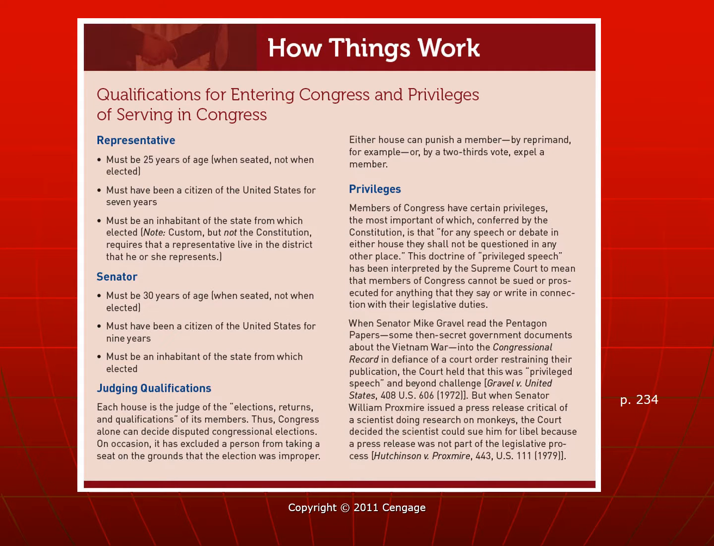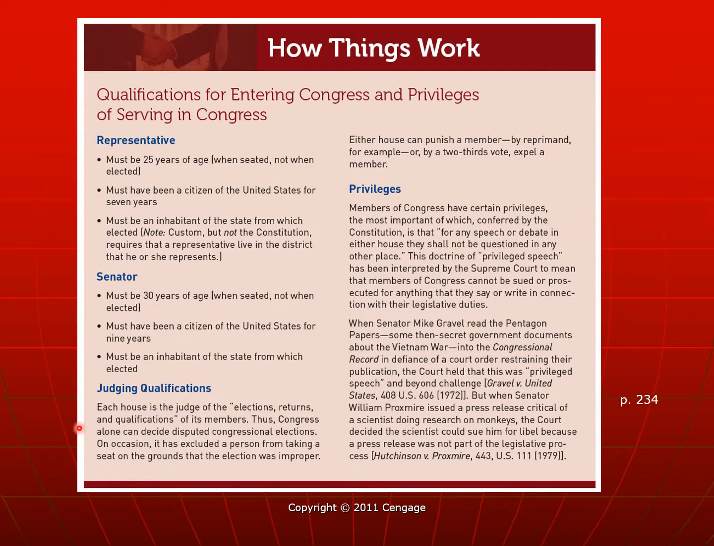How things work: qualifications for entering Congress and privileges of serving in Congress. For a representative, you must be 25 years old, you must be a citizen, and you must inhabit the state from which you're elected. For a senator, you must be 30 years old, a citizen of the United States for at least 9 years, and an inhabitant of the state from which you are elected.